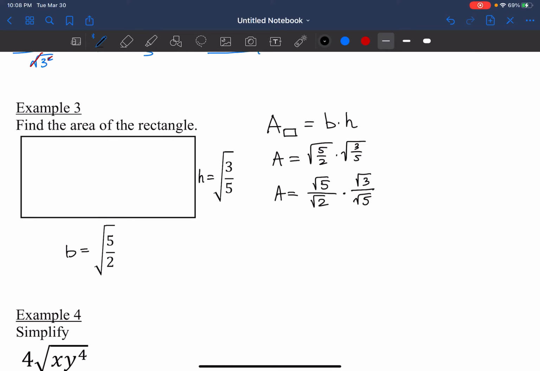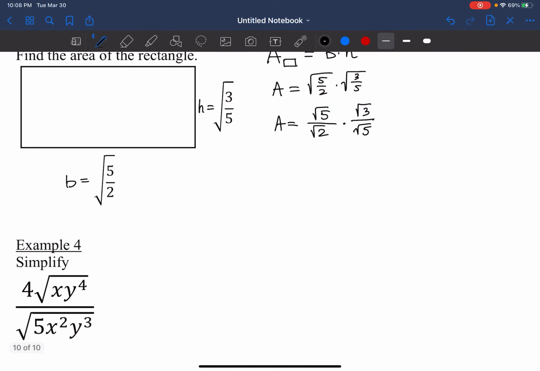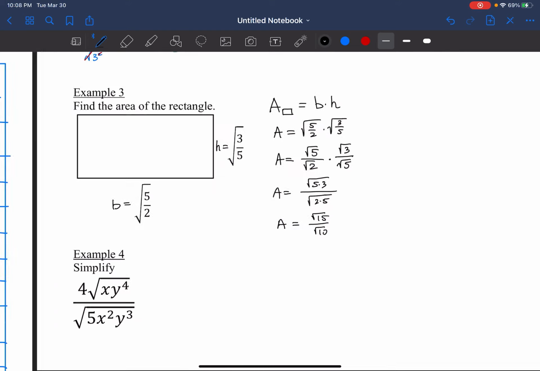I'm going to do this the long way because it's the safest way to go. So now I'm going to combine the square root of 5 times 3, the square root of 2 times 5. So area equals the square root of 15 over the square root of 10. Now that I have this, now I can multiply the square root of 15 over the square root of 10 by the square root of 10 over the square root of 10.